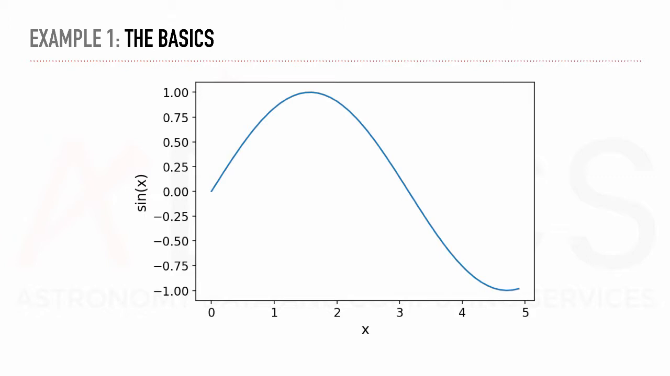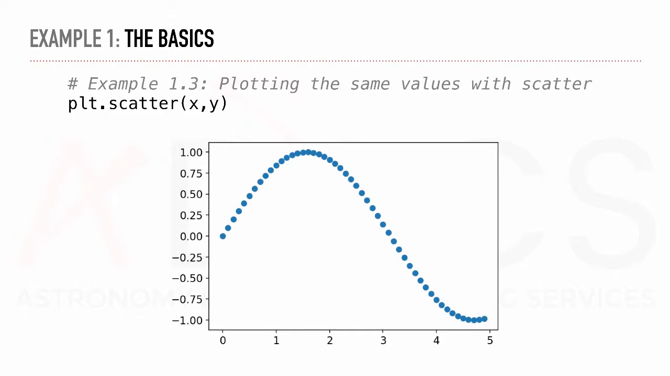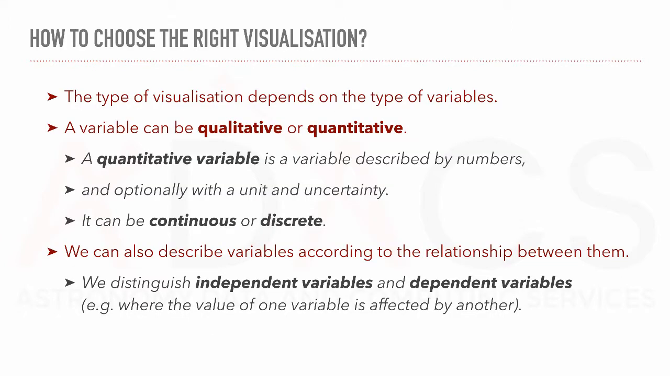In the previous examples, we used the plot function to plot the data. It could have been possible to use the scatter function instead to plot the same data. Therefore, when should you use one over the other? The type of visualization depends on the type of variables. A variable can be qualitative or quantitative. A quantitative variable is a variable described by numbers, and optionally with a unit and uncertainty. It can be continuous or discrete.